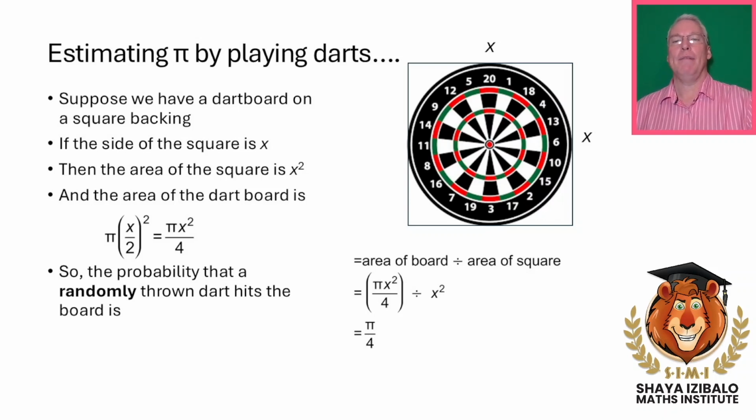So if we could randomly do that thousands of times and see how many of our darts land in the circle as a proportion, that should start to approximate pi by 4. Remember pi by 4? We're going to look at it now.